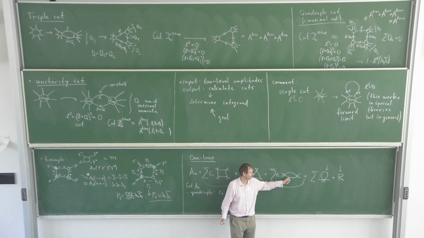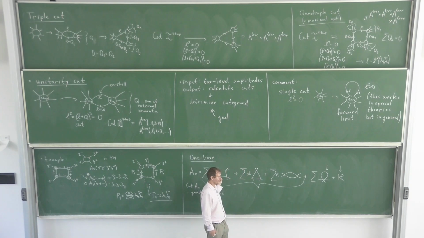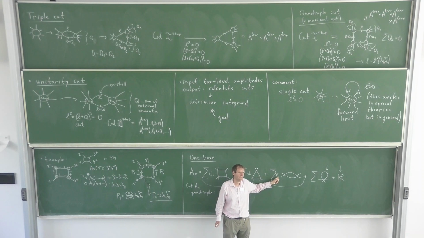The next thing is to calculate a double cut, the unitarity cut. That has contribution for one of the bubbles and many triangles and many boxes. But you already calculate all these coefficients already. So again, it allows you to target the coefficient of the last bubble.